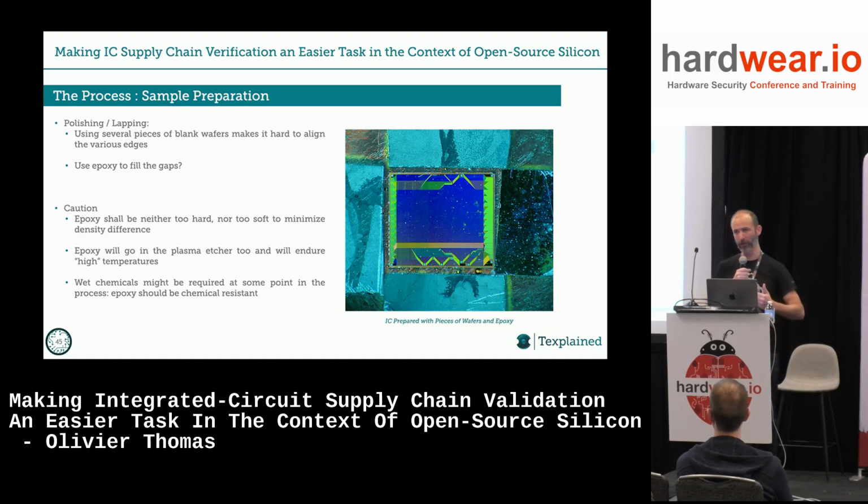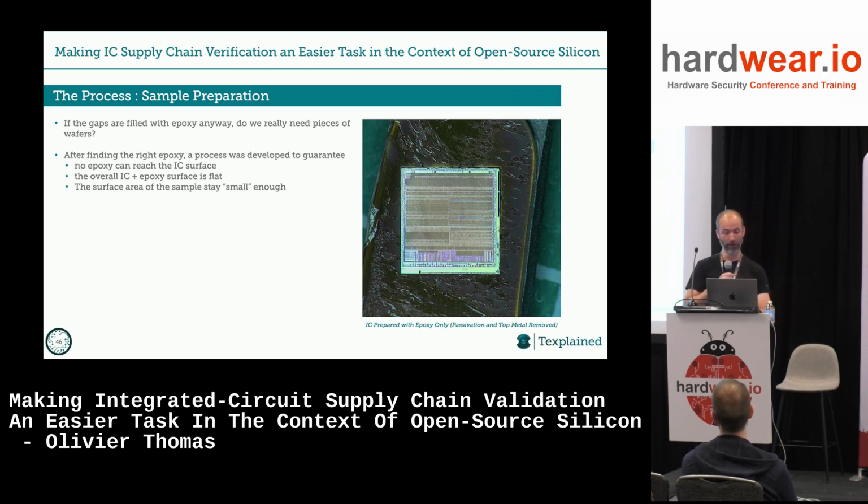You need to find a good epoxy that will resist the chemicals, the high temperature inside plasma etchers and stuff like this, and that has the right hardness. Not too hard, not too soft. It must be kind of similar to the chip, would be ideal. At the end of the day, the silicon pieces are useless if you put epoxy anyway. So epoxy only, and this minimizes the area that you will polish, so you're faster. And remember, that's one of my targets: less chip, faster deprocess. So that's what we did.